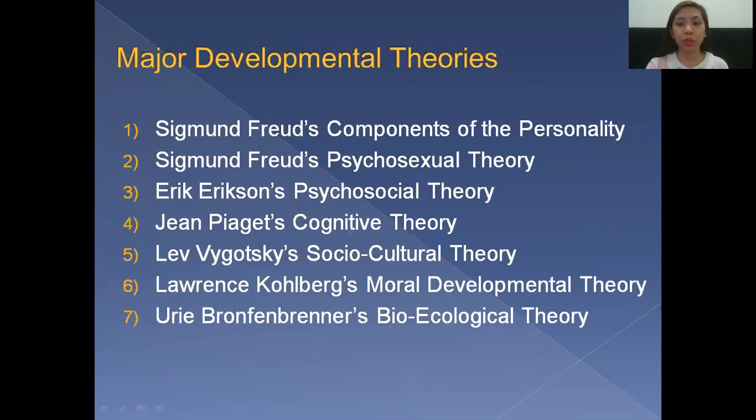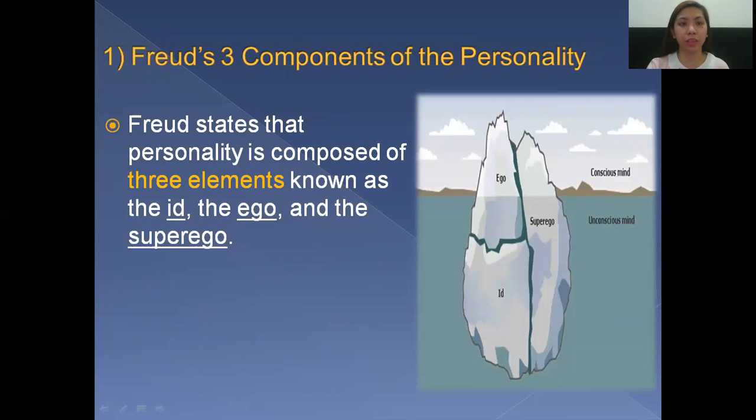In order for an instructor to be an effective facilitator of learning, he or she must have an excellent working knowledge of the learner's development. That is the importance of learning the 7 major developmental theories. Let's start with Sigmund Freud's 3 components of the personality. Freud states that personality is composed of 3 elements known as the id, the ego, and the superego. These elements work together to create complex human behaviors.